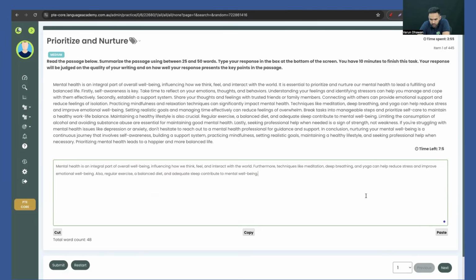Now I told you have to satisfy the marking criteria. First marking criteria was content, 5 to 6 keywords. First keyword is mental health, well-being, another keyword. Then meditation, deep breathing, yoga, stress, emotional well-being, exercise, balanced diet, sleep. So we have got around 6, 7 important words, or you can say keywords, right? Then we have got form is between 25 to 50 words.